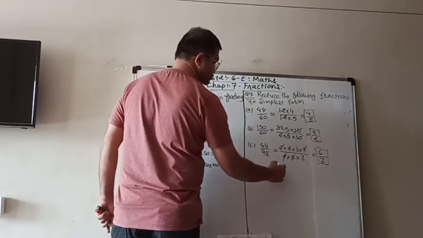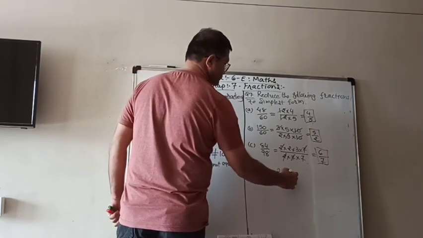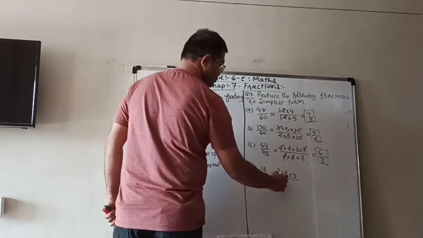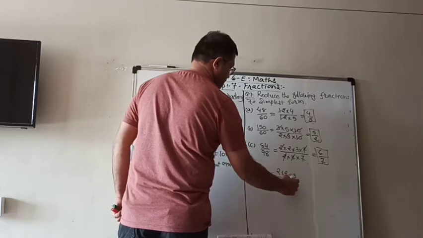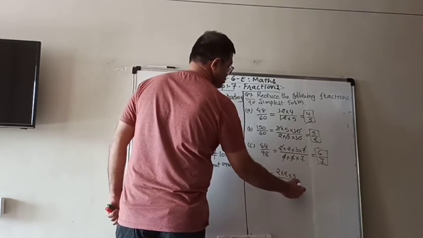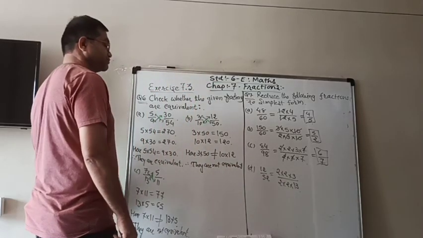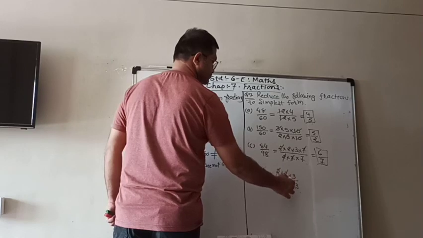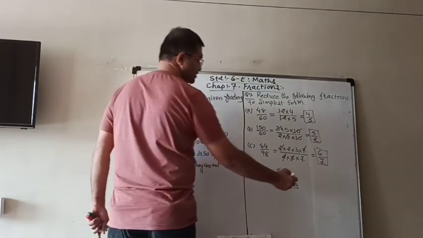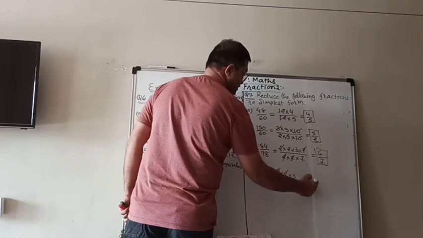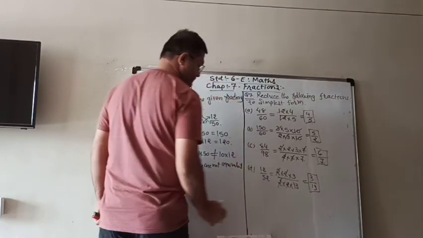Now we know that 12 is 2, 2s are 4, 3s are 12. And here 2 2s are 4, 13 4s are 52, so 13. So now the 2s cancel. Remaining is 3 and 13. So 3 upon 13 is the simplest form.